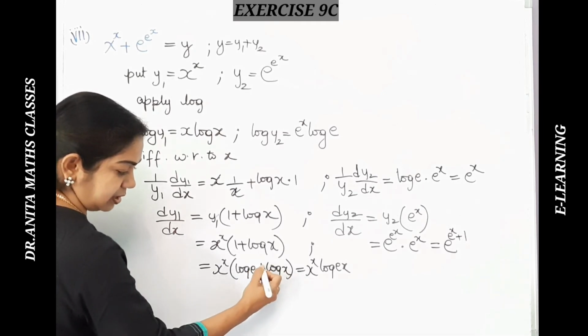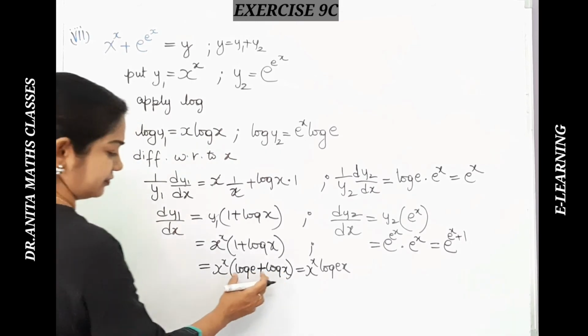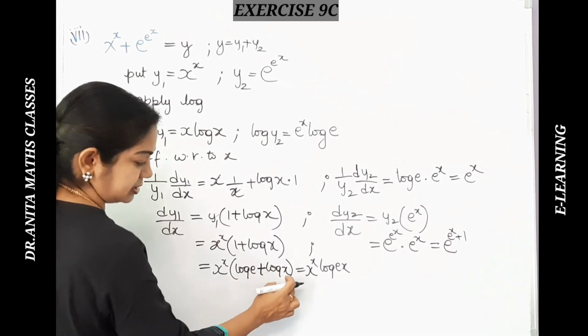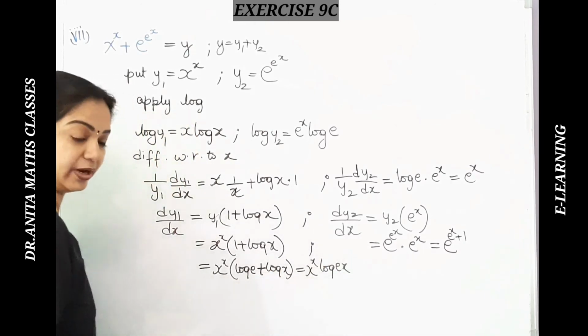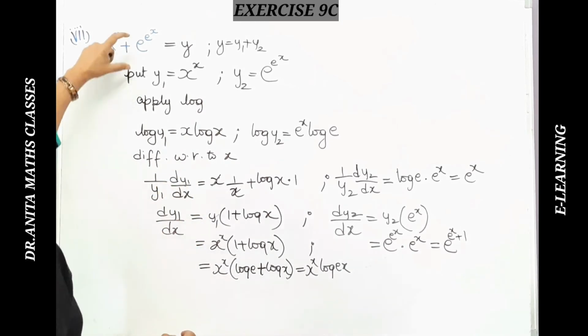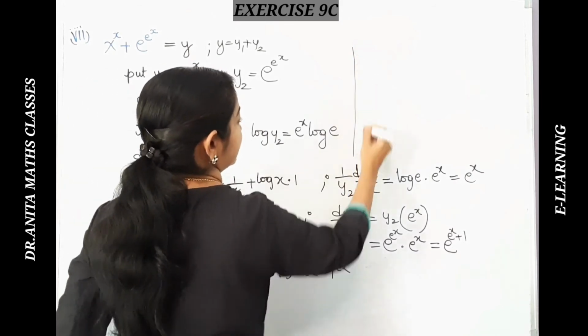So this is the sum of the exponents you have. Also in the logarithms, log a plus log b is equal to log ab, the product. So you can write it that way. Now we want the differentiation of y here.